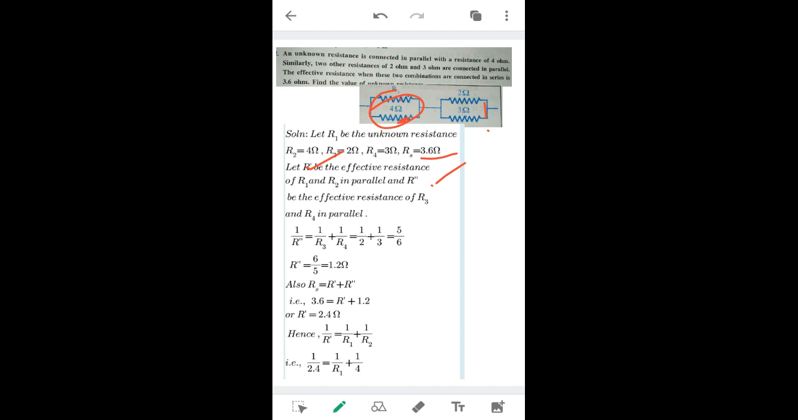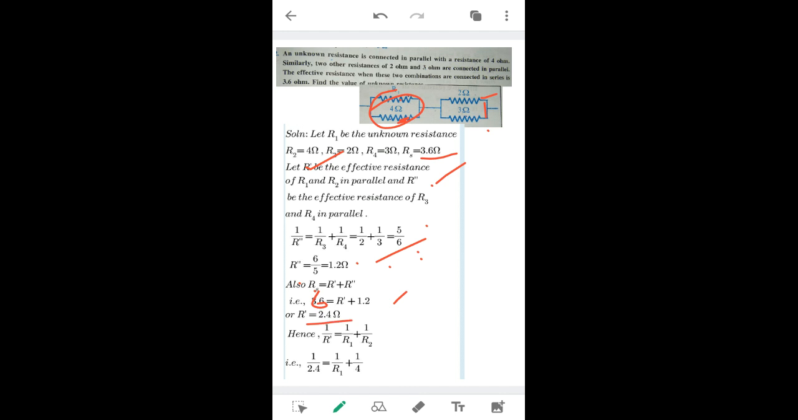For parallel, 1 by R double dash equal to 1 by R3 plus 1 by R4, equal to 1 by 2 plus 1 by 3. So it will be 5 by 6. So R double dash equal to 6 by 5, that is equal to 1.2 ohm. Now in series we have R dash plus R double dash. So 3.6 equal to R dash plus 1.2.